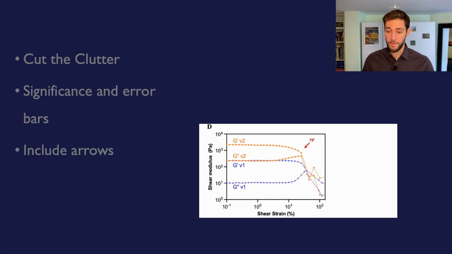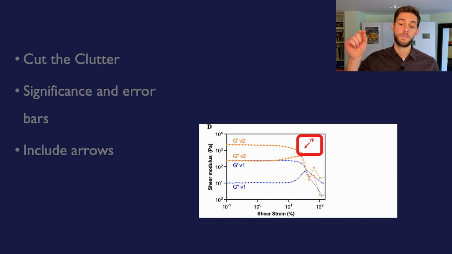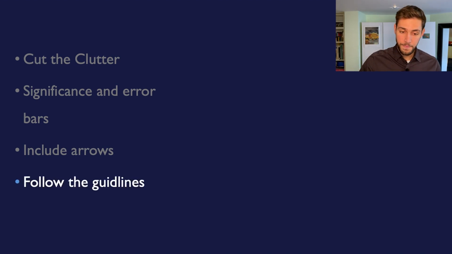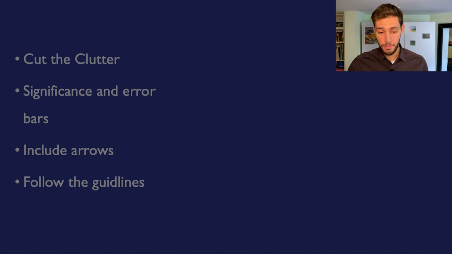So same example as before, include arrows. You want to say something about your graph, so why not put an arrow there? You want to say something in the legend. Put a red arrow there, like here. This is the yield point, and say it so the person who's going to be reading it, when he goes back to the graph, is not looking for the needle in the haystack. He knows exactly what you mean, and this is especially helpful when you have cell pictures, when you're showing stuff in cells and stuff like that. Follow the guidelines. Pretty self-explanatory.